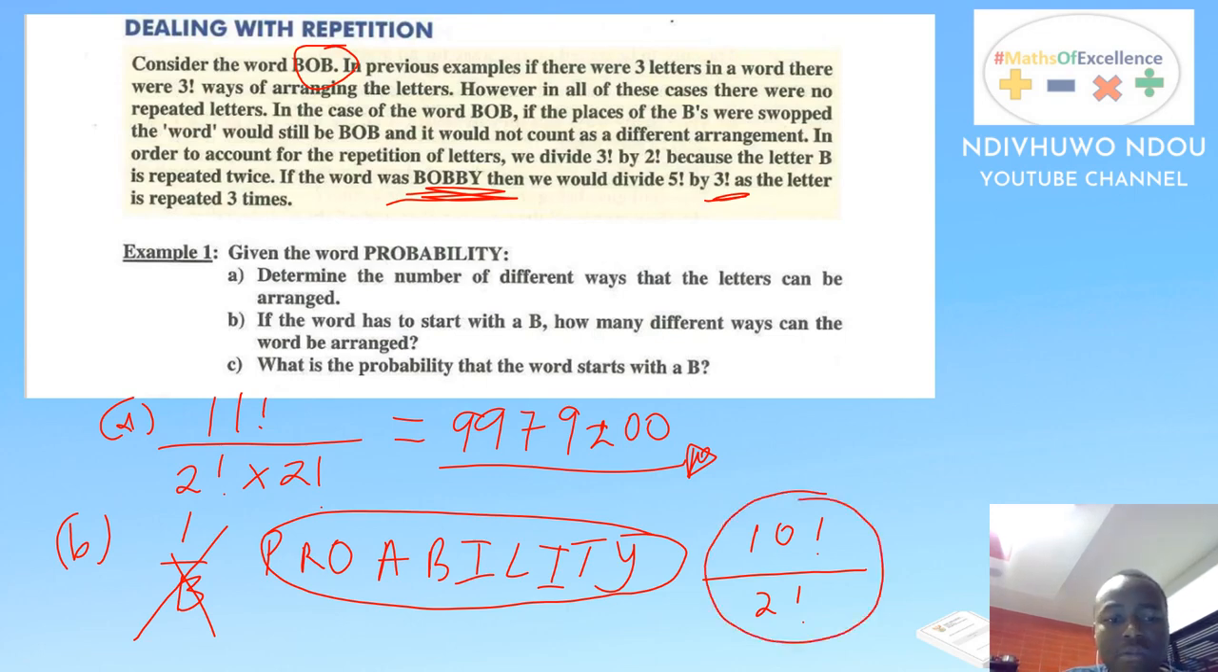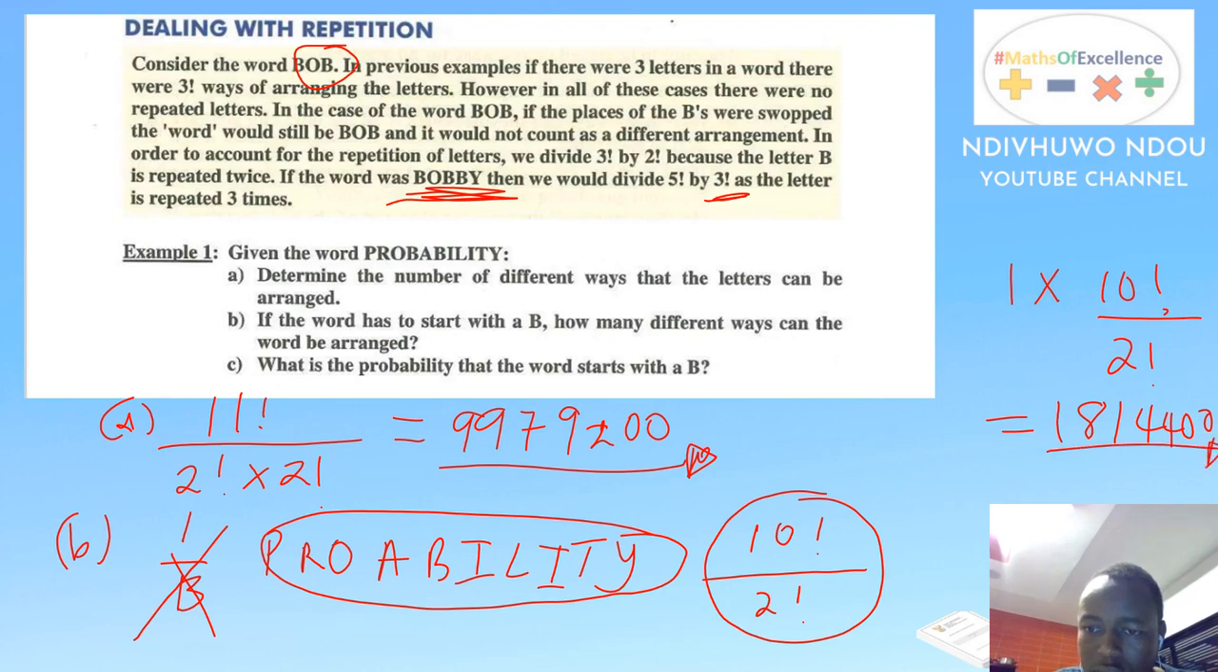So the total number of ways in which these things can be arranged, you just say 1, when it starts with B, multiplied by 10 factorial over 2 factorial, then you get the answer. So it's 1 multiplied by 10 factorial over 2 factorial, which gives me a lot. It's 1,814,400. So you can see that there are a lot of arrangements that can be made, and that's the answer.